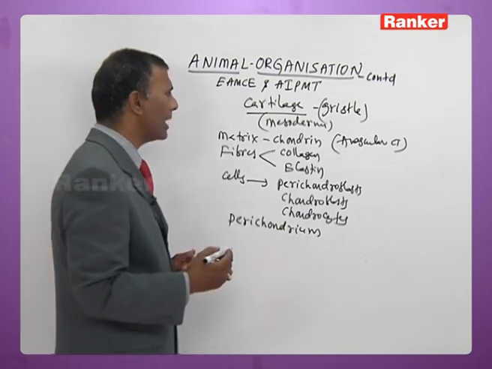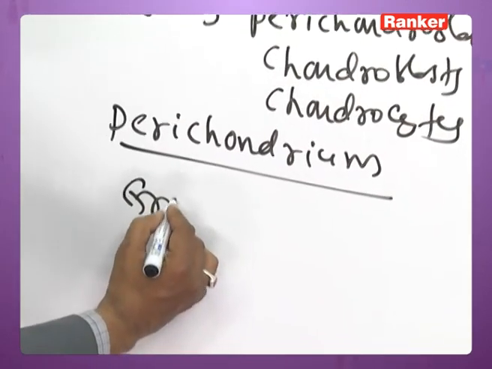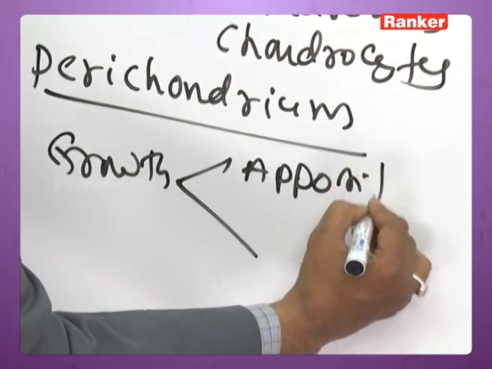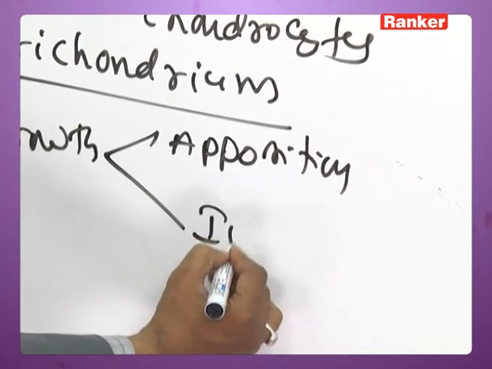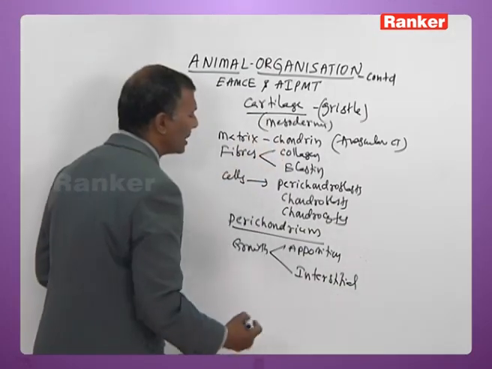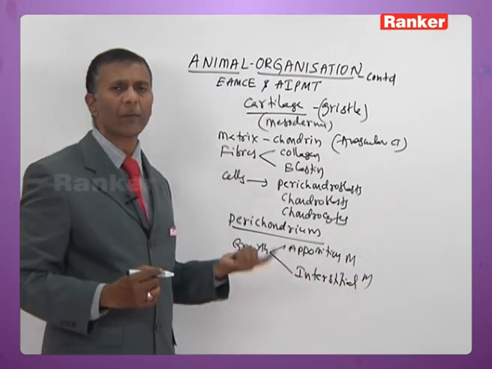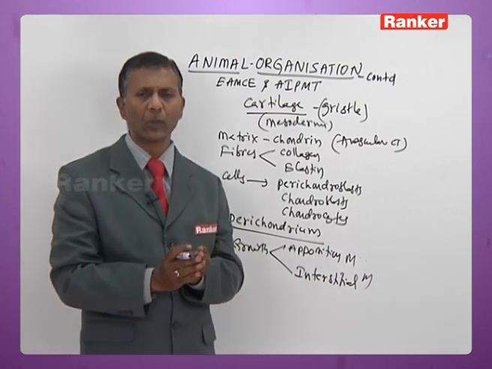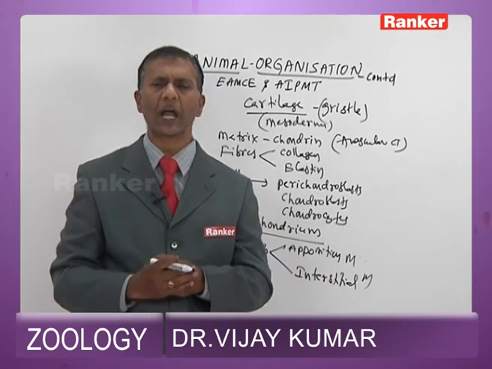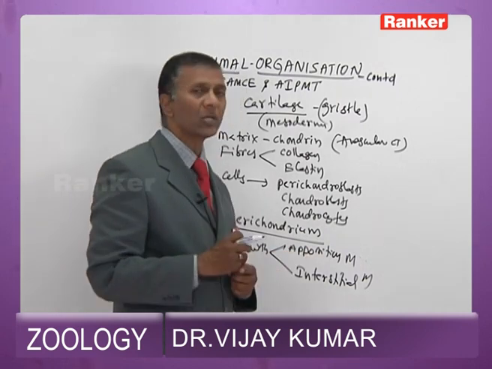Now, the growth of the cartilage occurs by two methods: the apposition method and the interstitial method. In the apposition method, perichondroblasts transform into chondroblasts, chondroblasts transform into chondrocytes, and chondrocytes synthesize chondrin. If the cartilage is obtained from chondroblasts, we call that the apposition method.